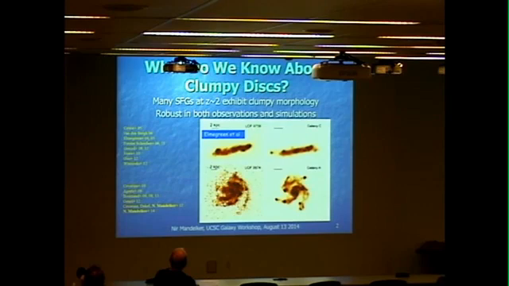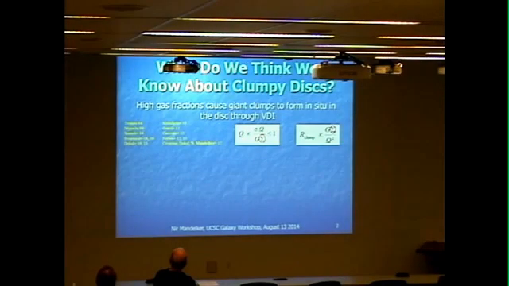However, there are a lot of things that we think we know about clumpy disks. We thought that high gas fractions cause giant clumps to form in situ in the disk through VDI because of the Toomre Q parameter, but is it really Toomre? We heard nice talks by Andy, by Shigeki. We'll hear another talk tomorrow by Avishai that we're no longer sure that it's the simple case that we thought.